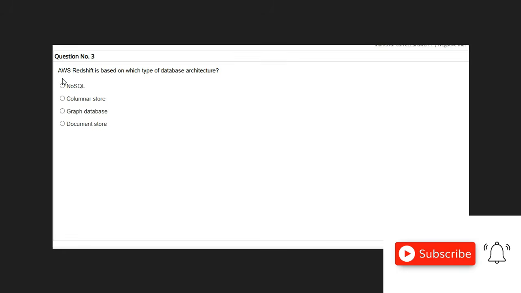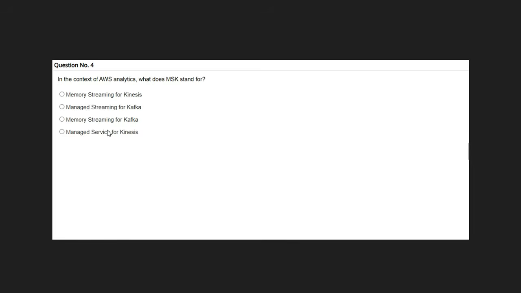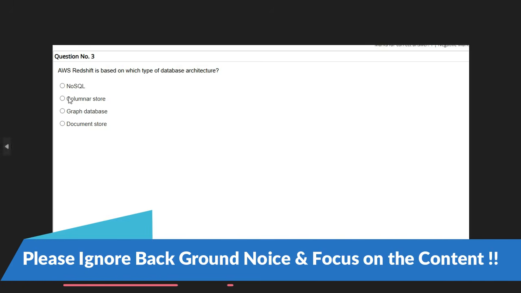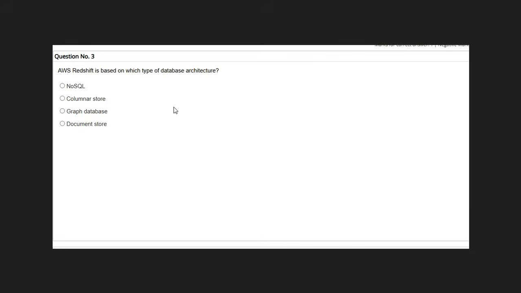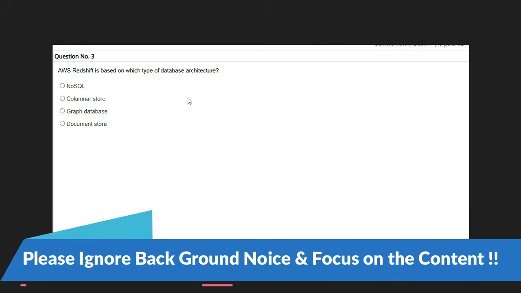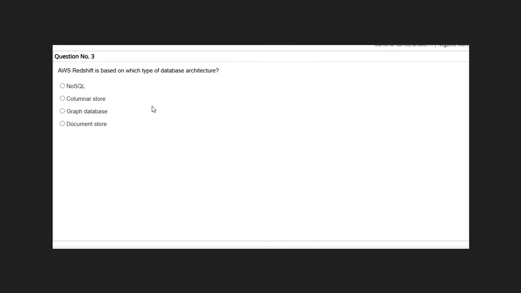So next question. AWS Redshift is based on which type of database architecture? Option A, NoSQL, columnar store. Option C, graph data store database, and option D, document store. The answer is columnar store. Amazon Redshift stores data in columns instead of rows. This makes it very fast for analytical queries, OLAP. Only required columns are read, giving better performance and compression.